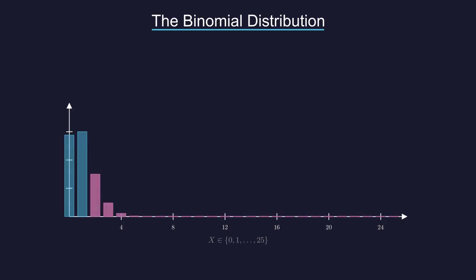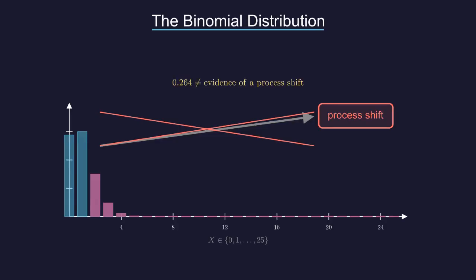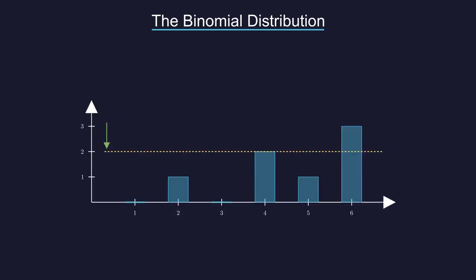If the historical p equals 0.04 model and trial assumptions hold, batches with 2 or more defective units occur about 26% of the time. That rate is not sufficiently rare by itself to establish a process shift. A monitoring rule should be designed in advance and account for repeated batches, sampling dependence, and the cost of false alarms.